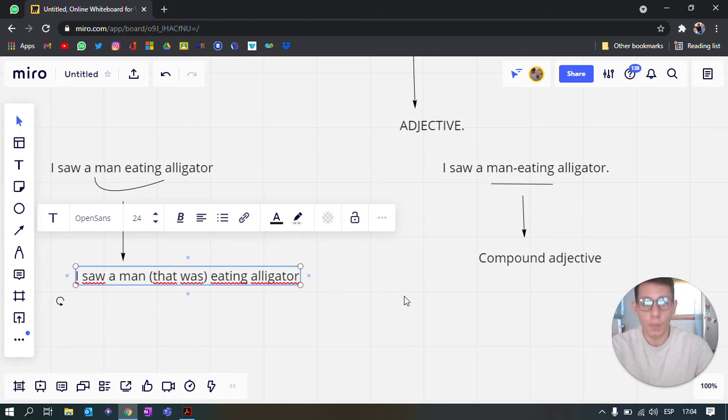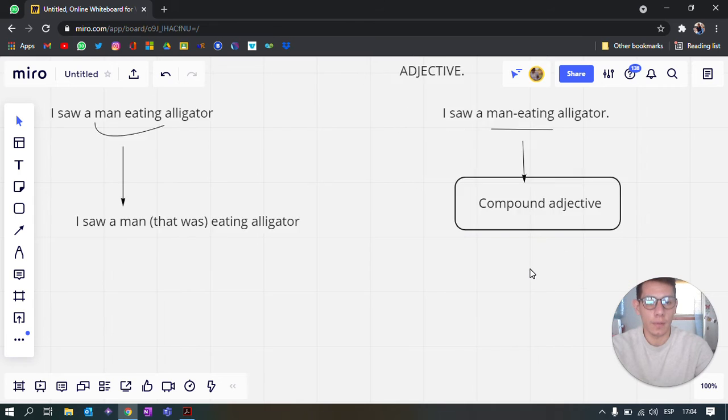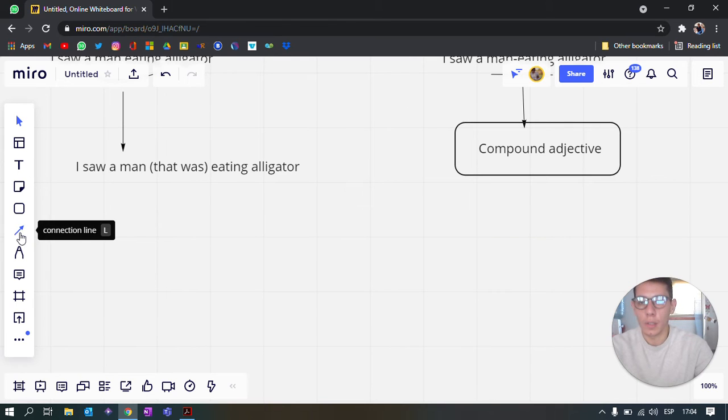So, going back here, let's talk about what I have already mentioned is a compound adjective. So, let's do a line, and let's put the line right here. But wait, I want to change the.